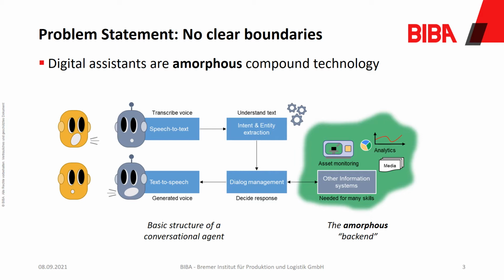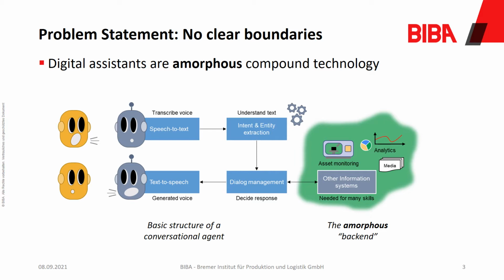The first kind of problem statement is that digital assistants are amorphous compound technology. Amorphous means that there are no clear boundaries for the assistant. In the illustration on the left-hand side, you see the basic structure of a conversational agent. So what is the conceptual basis of a digital assistant?